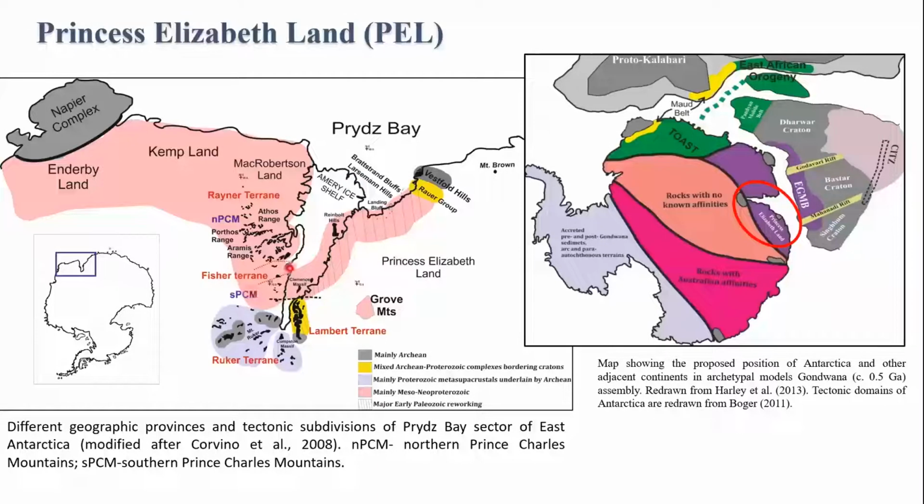As seen in this left figure, most of the exposed outcrops of PEL have been considered a continuation of Rayner terrain, which is reported to be primarily of Meso to Neoproterozoic in age. So in this work, I will present evidence that this sector has much more complex geology than what has been explained previously.